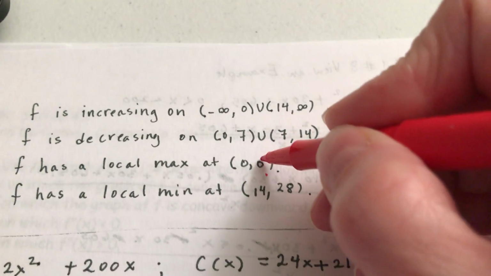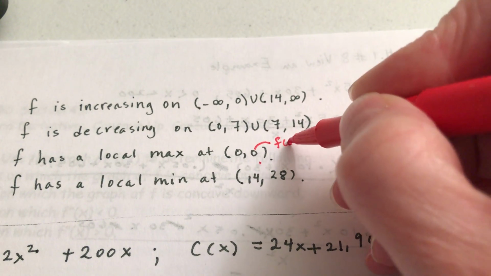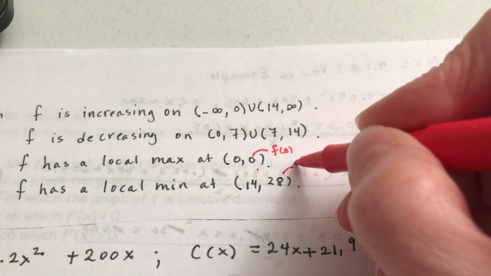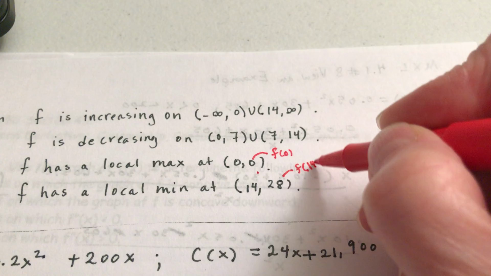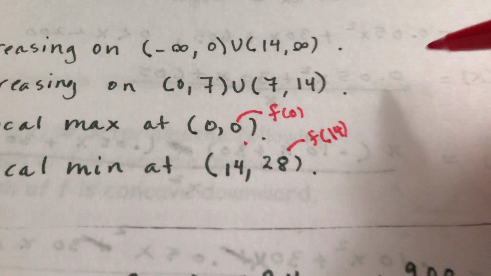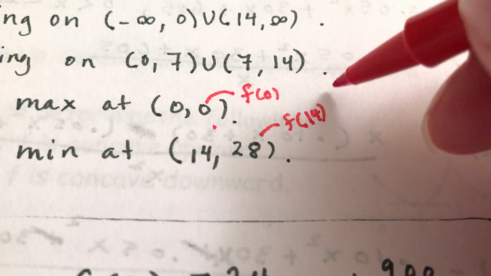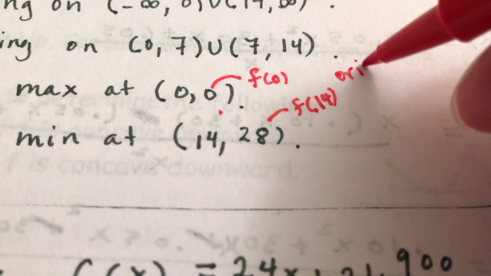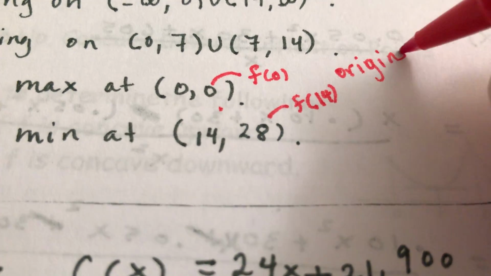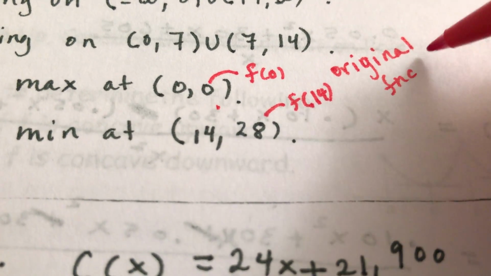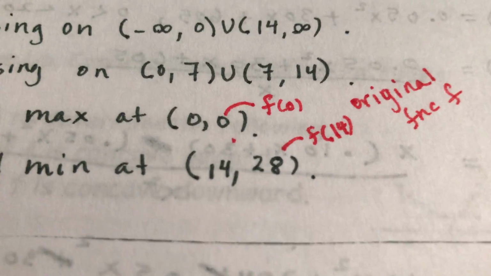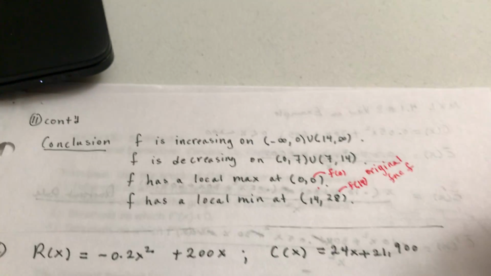And these values, remember that this is F of 0, you put it back in the original. This one is F of 14, and you are substituting these back in the original function F. Because your conclusion's all about F.